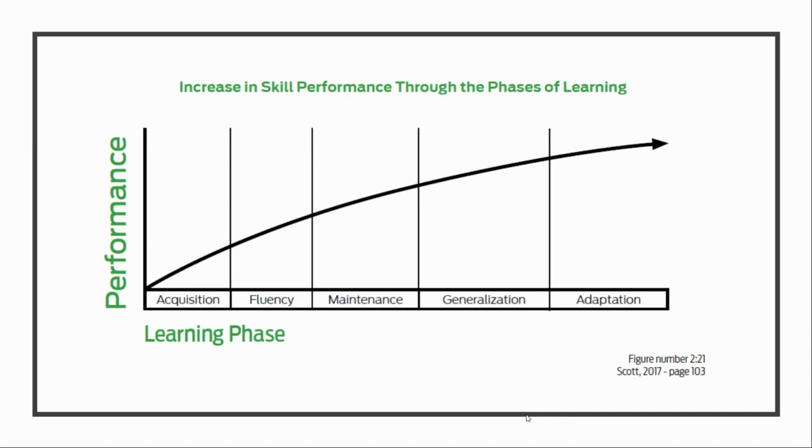The next is that generalization skill phase where they are able to use that skill in different settings. And then they move to that adaptation phase where they are still also able to use that skill in other settings outside of the settings that they have learned.